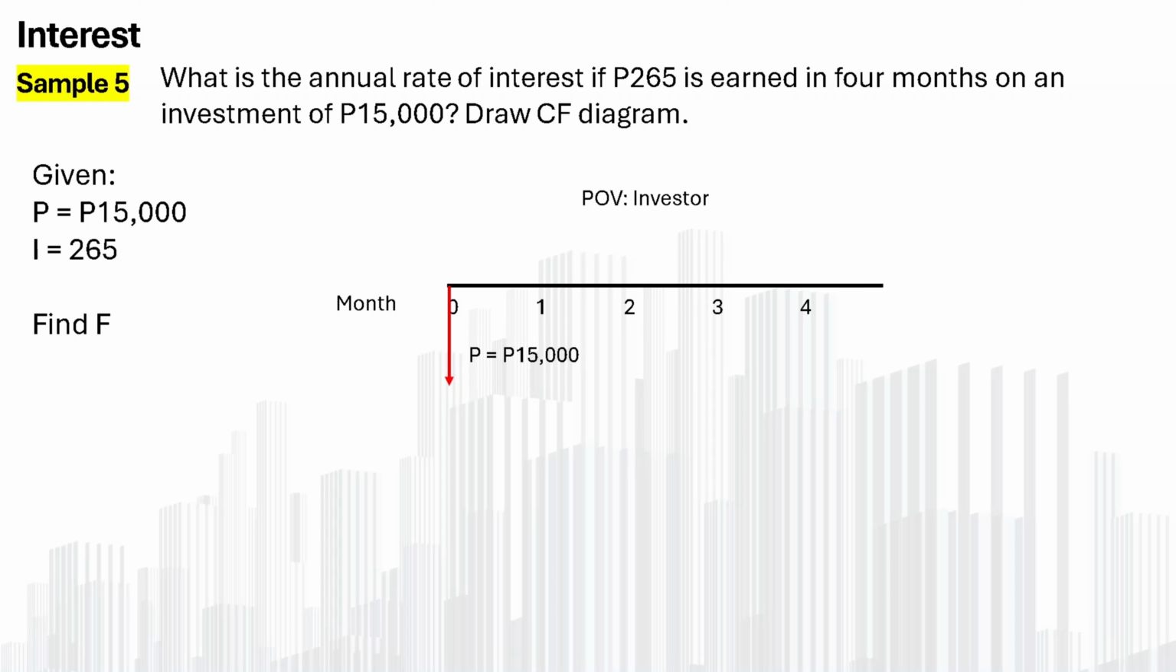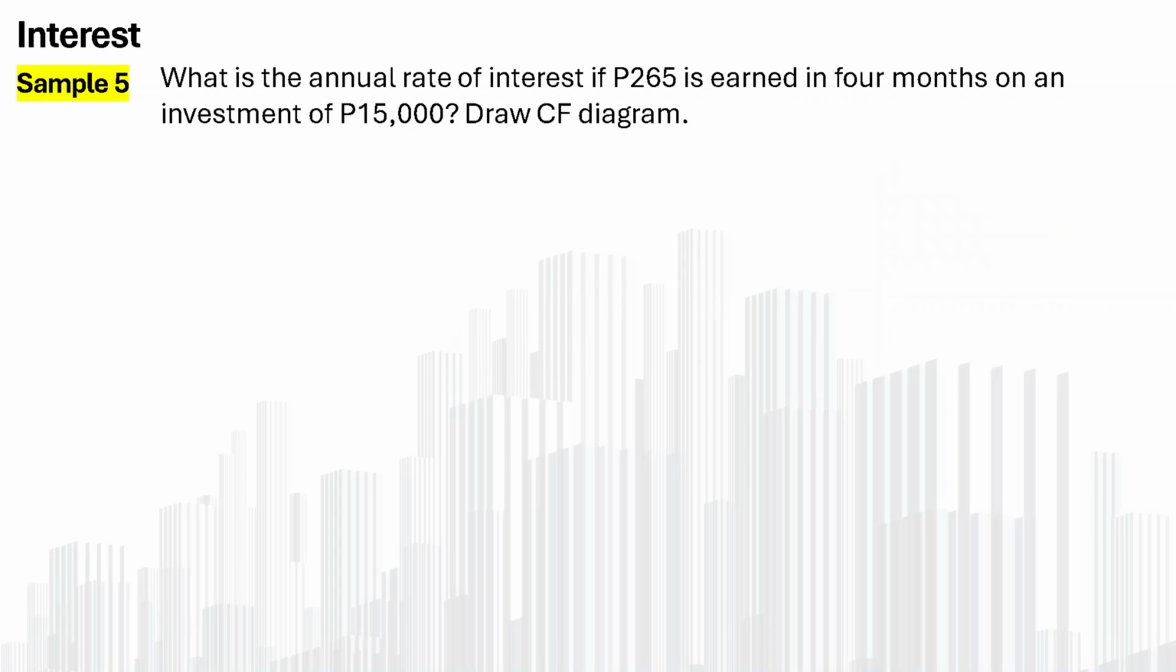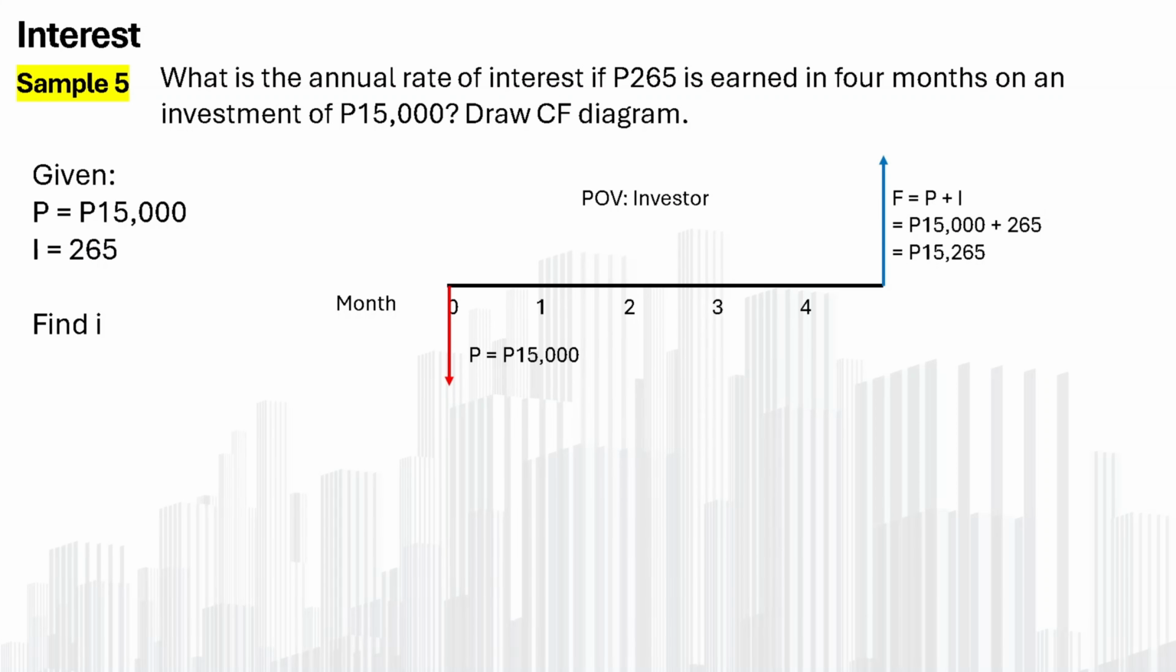So here 15,000. Basically here, we can easily get the future worth. We simply add together the principal plus the interest accrued. This is sample number 5, right? Let me just edit this and then there we go. The future value here is simply 15,265.